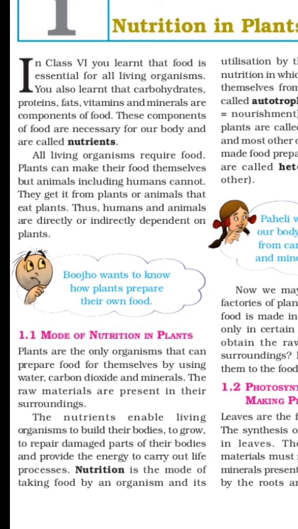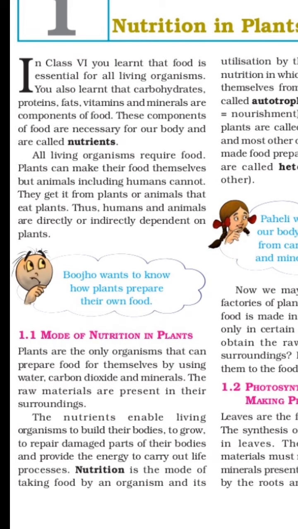The nutrients enable living organisms to build their bodies, to grow, to repair damaged parts of their bodies, and provide the energy to carry out life processes. Nutrition is the mode of taking food by an organism and its utilization by the body.